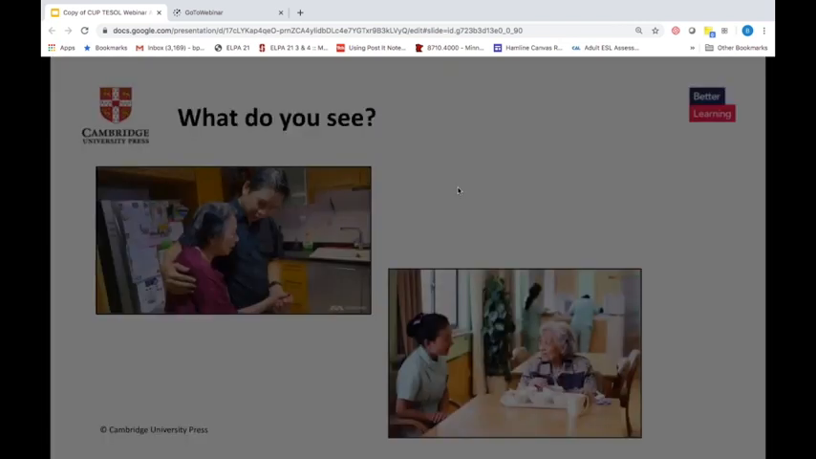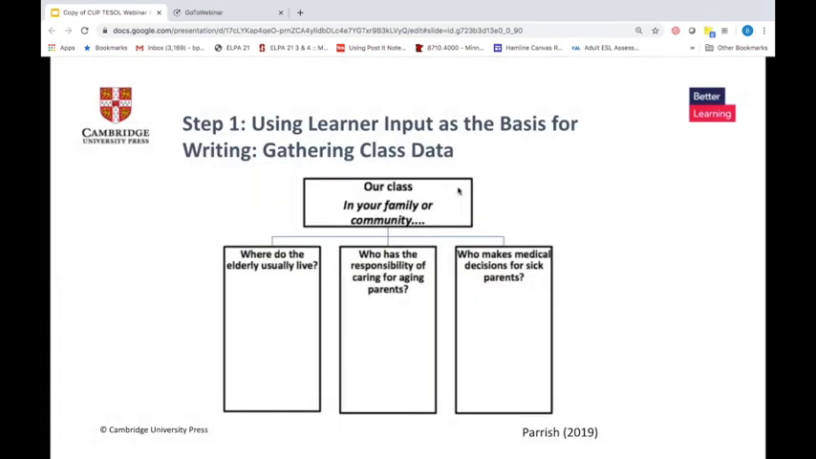From there, students are going to collect information from one another about practices in their countries. For example, where do elderly usually live? Who has the responsibility of caring for aging parents? And who makes medical decisions for sick parents? Students would do this as a mingle activity in class, standing, interviewing, doing note-taking to collect information that they can then talk about and write about.